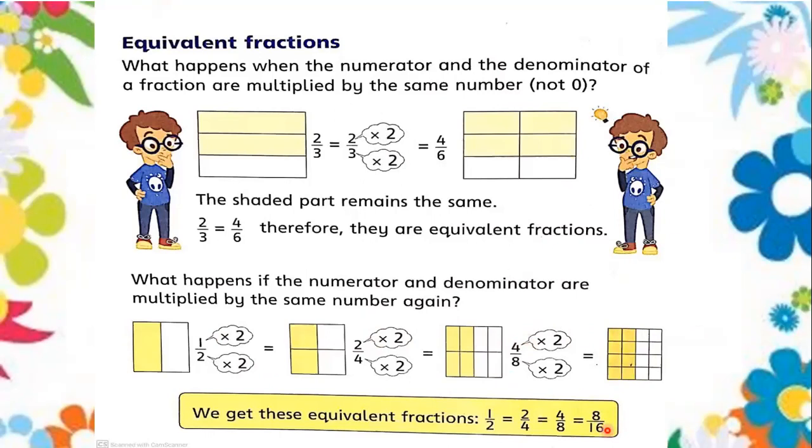In this way, we get these equivalent fractions 1 upon 2, 2 upon 4, 4 upon 8, and the last 8 upon 16. See, in these equivalent fractions, the numerator and denominator are changed. But all these fractions are equal to each other because the proportion of the shape is same.